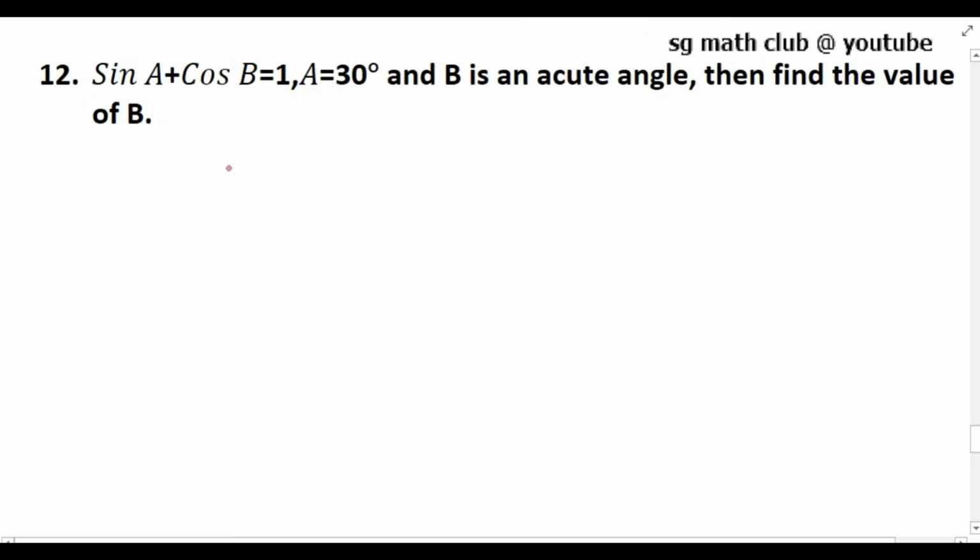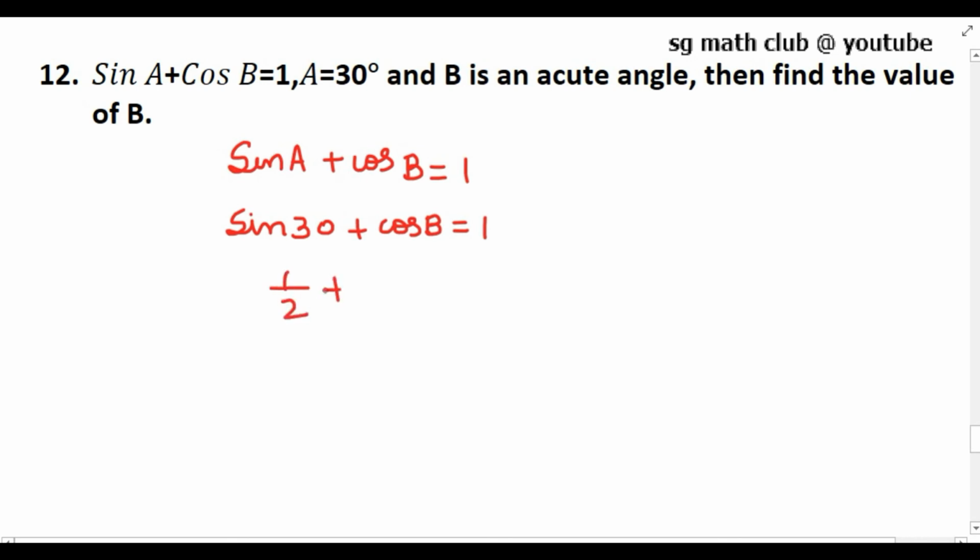Next question. Sin A plus cos B equal to 1. A is given as 30 degree. That means sin 30 plus cos B equal to 1. We need to find out the value of B. So sin 30 is 1 by 2 plus cos B equal to 1. Cos B is equal to 1 minus 1 by 2, which is half. Therefore, B is equal to, when will cos take half? When the value of B is 60 degree, we know cos 60 is half.